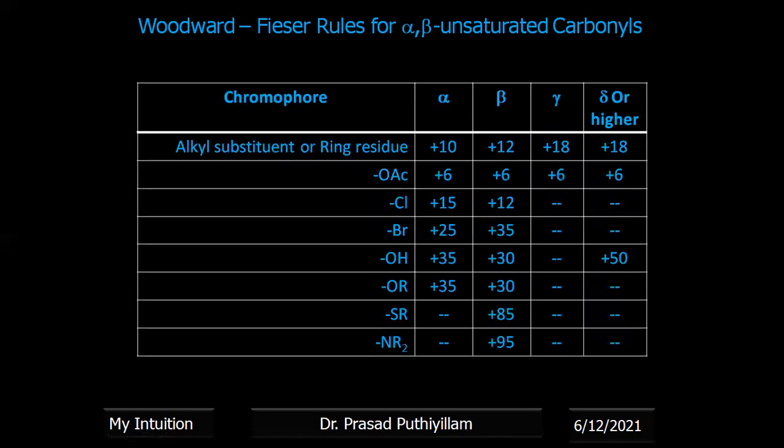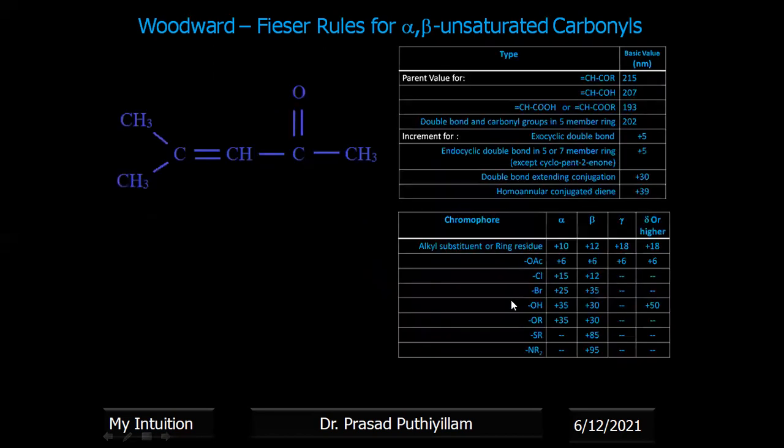And if substituents are present at the alpha position, beta position, gamma position, delta or higher positions, the values are also given here. From that, I can guess what value can be added if a substitution is present at the gamma position or the alpha position, or at the beta position, based on the substituent present. Now we'll take some examples. We have to take a lot of examples to understand or recall this table.